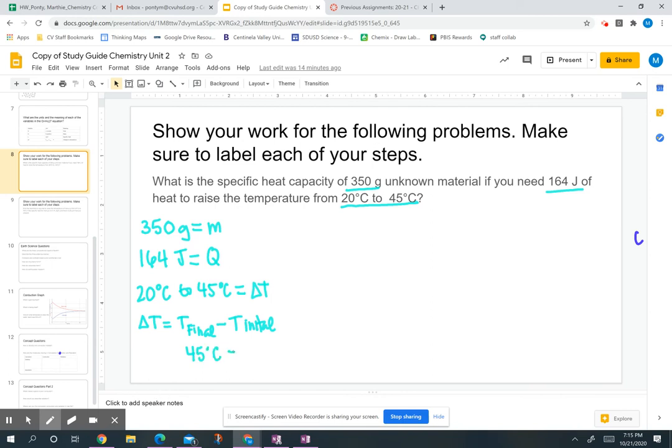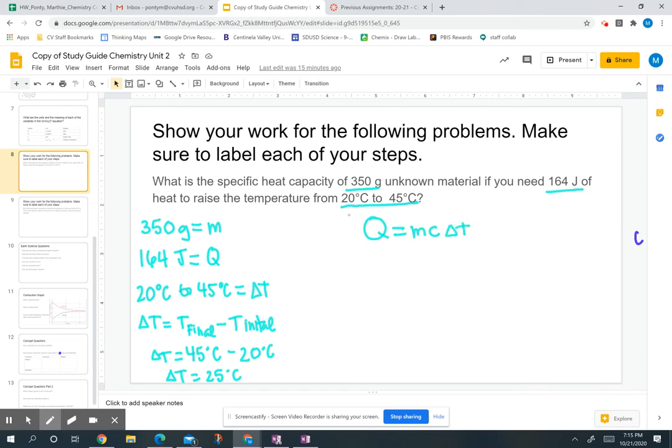And then I subtracted from what I started with, which is 20 degrees Celsius. And if I do that subtraction, I should get 25 degrees Celsius. Now I'm going to plug it into the equation. So I have Q is equal to MC delta T. And I'm going to plug this in.